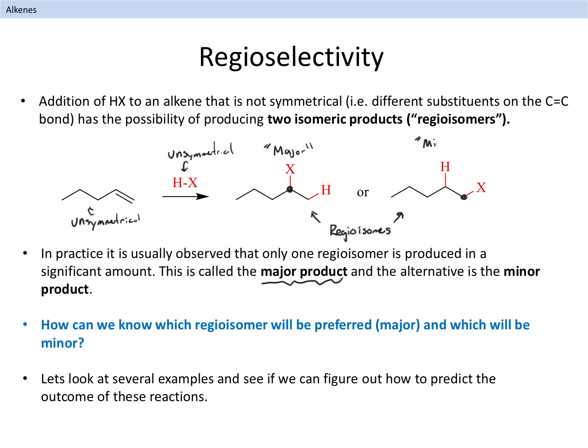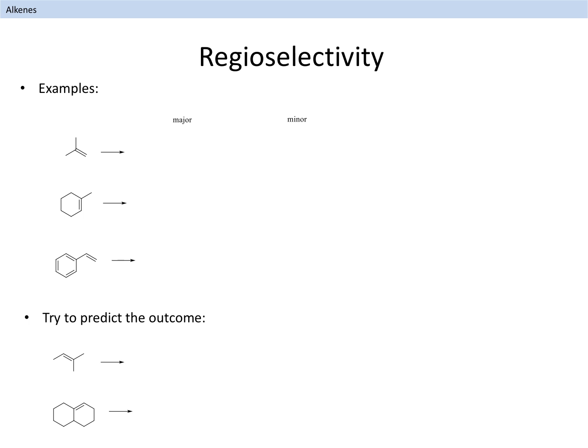How can we know which regioisomer will be preferred, i.e., the major product, and which will be the minor product? Let's go to the next page and look at several examples, where we will learn how to predict the outcome of these reactions. To try to understand and predict the regioselectivity for hydrohalogenation reactions, let's look at 3 examples. For each of these reactions, I will draw both the major and minor products. We will then compare the 3 examples, and see if we notice a pattern that we can use to predict the outcome of the 2 example problems that follow.